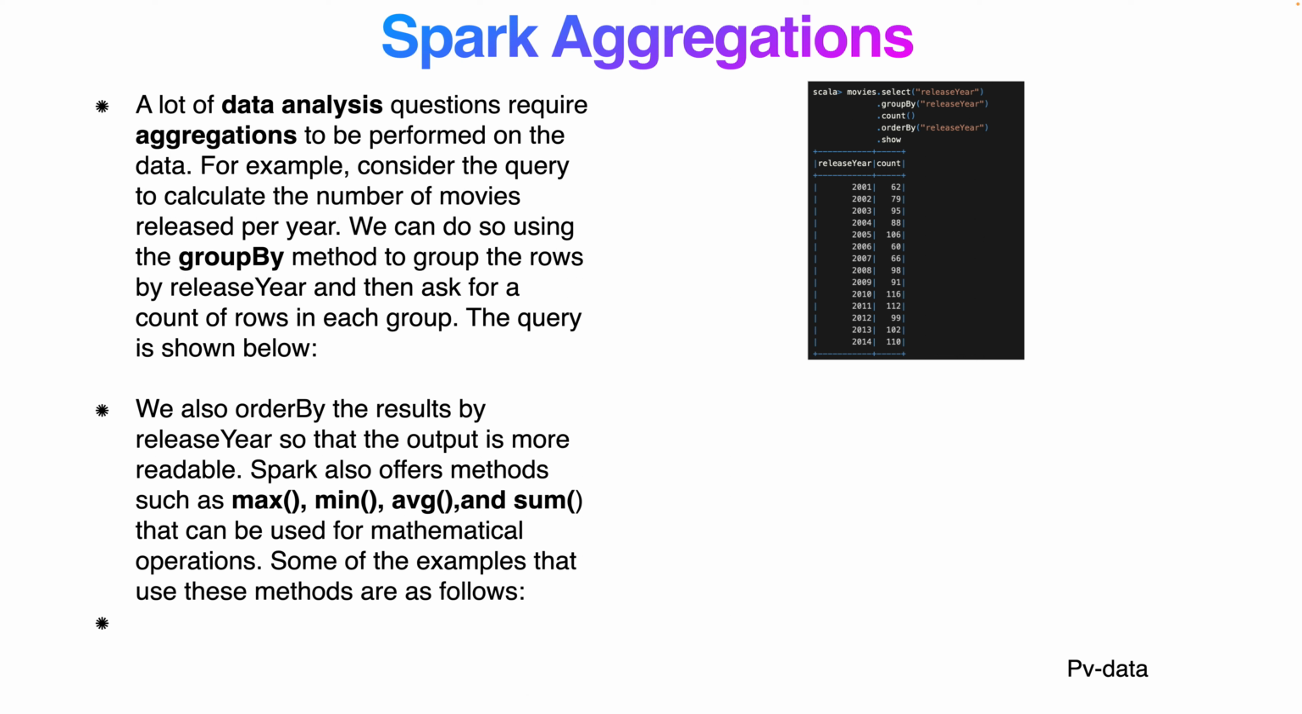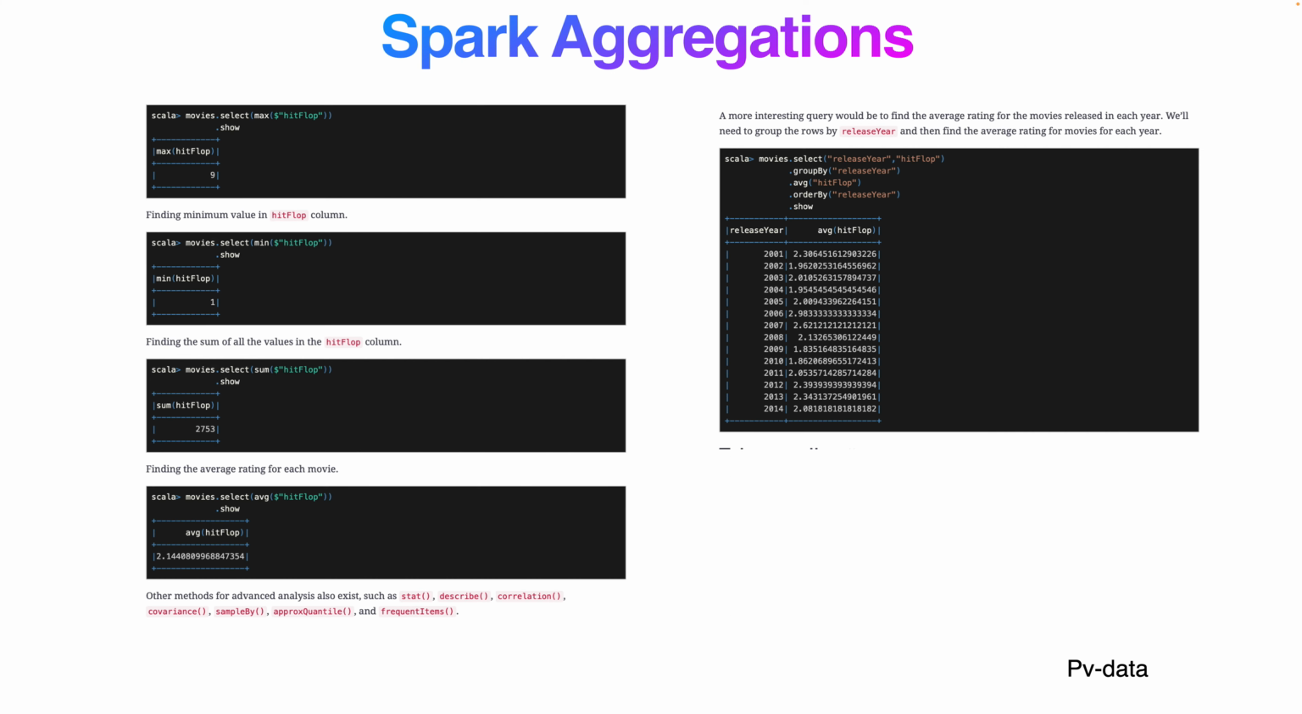Similarly, we can also use some aggregation functions: max, min, average, and sum can be used for mathematical operations. Here I'm going to select the max of hitFlop from the data. It shows the max hitFlop is 9. Similarly, the minimum value is 1. Similarly, the sum is 2753.